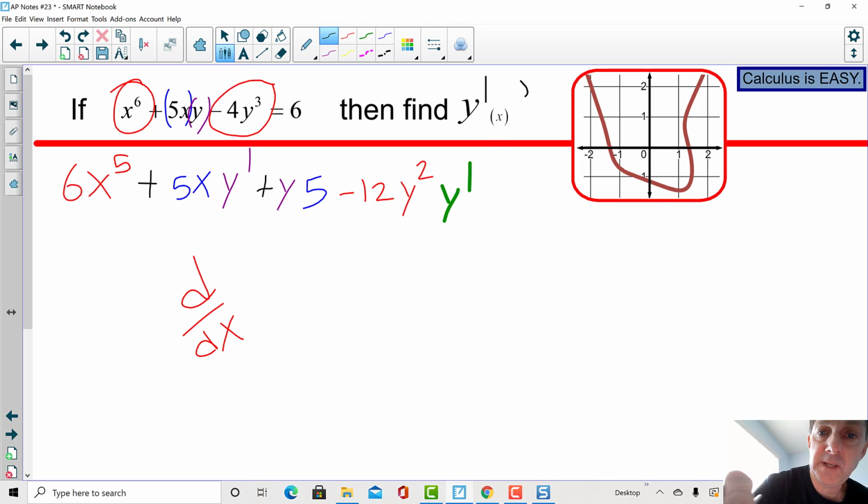That's a good thing, though, because again, our final answer is y prime. So we're going to solve for y prime. Can't do that unless we have a y prime. So it's good that we have that y prime. Derivative of 6 is 0.